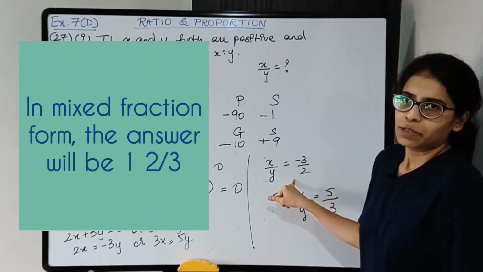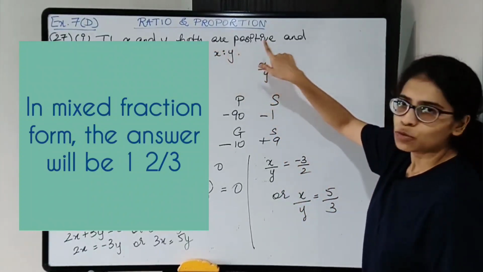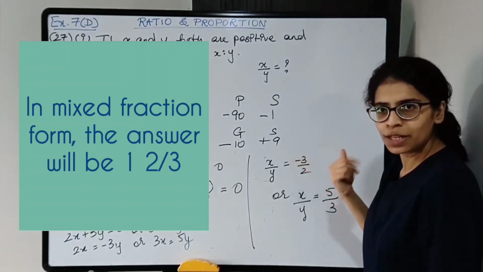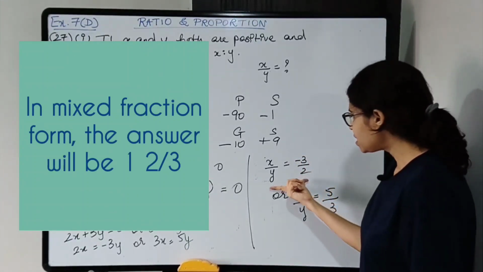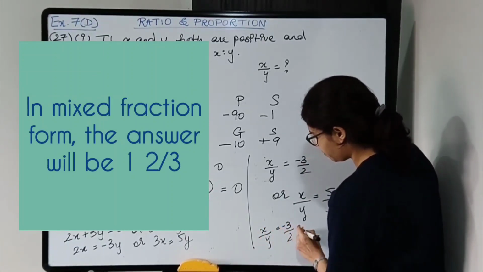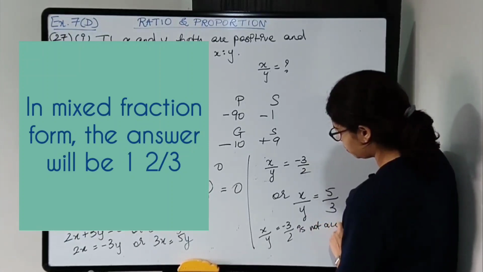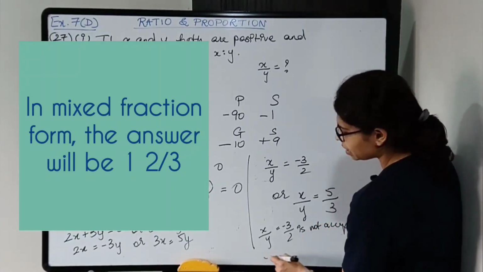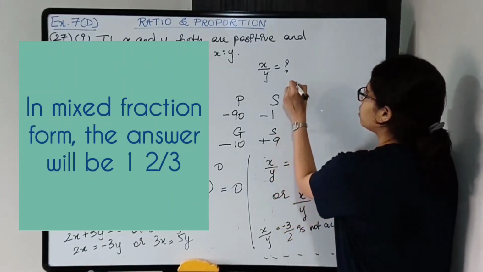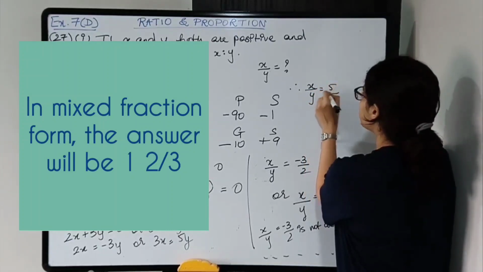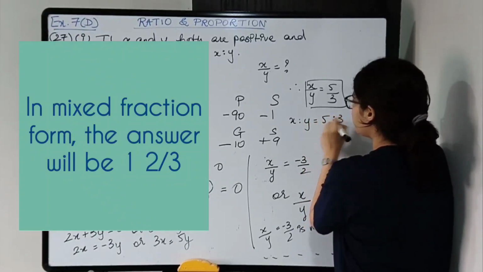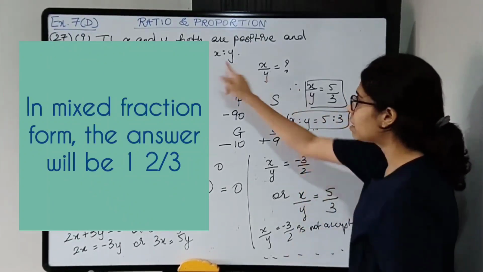This is not acceptable. Why? X and y both are positive. So if both are positive, how can the ratio be negative? It cannot be negative. Okay. So this is not acceptable. So you will write down x upon y equal to minus 3 upon 2 is not acceptable as x and y both are positive. Therefore x upon y is equal to 5 upon 3. After this you will write down, therefore x upon y is equal to 5 upon 3, box this, therefore x is to y is equal to 5 is to 3. Write it in this form because they have asked it in this form.